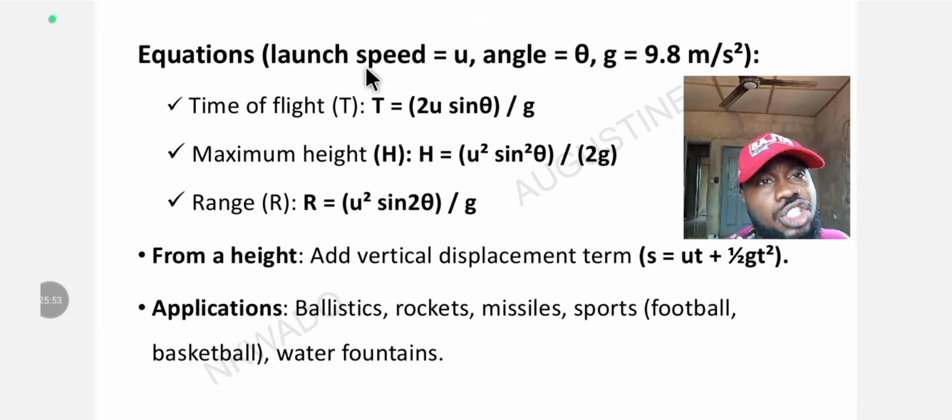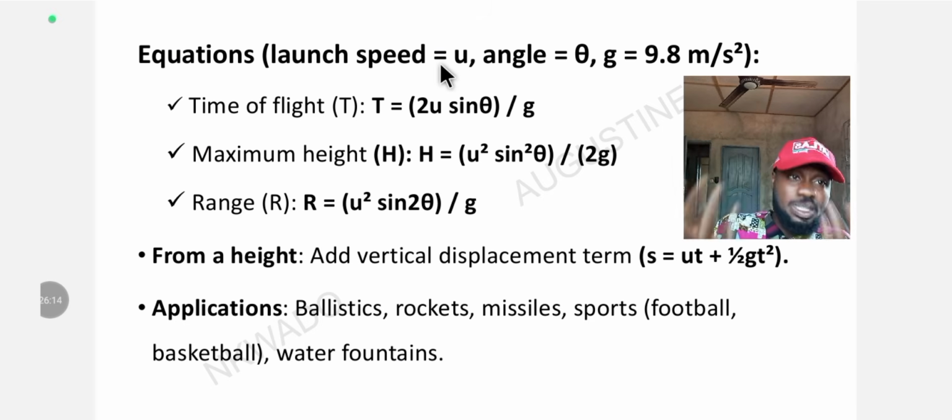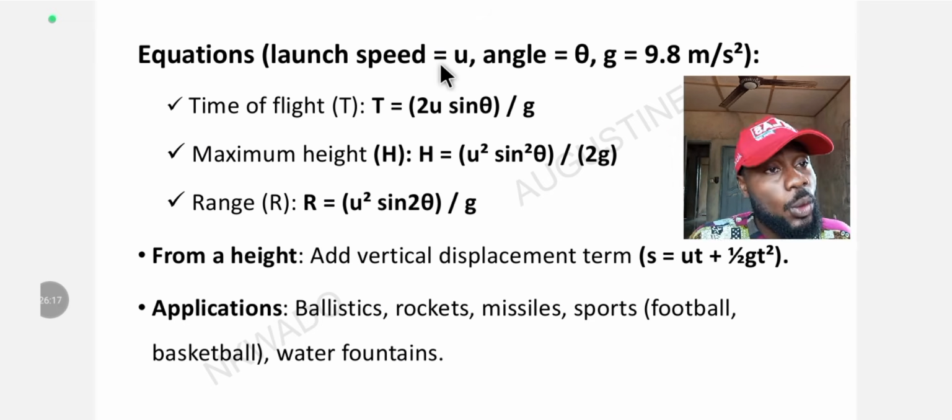Equation: launch speed is equal to u. The launch speed, the speed used to launch the projectile, is equal to u. Remember, u is equal to initial velocity. That's the starting speed, because it was at rest prior. So it's still the same thing. Launch speed is equal to u, the angle is equal to theta, and g is equal to gravity.